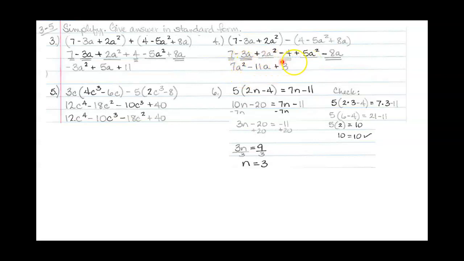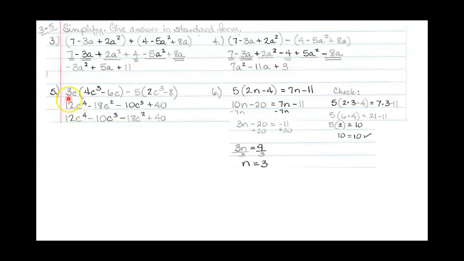And then negative 3a and negative 8a, negative 3 and negative 8 is negative 11. Keep the variable and the exponent a the same. And then 7 minus 4 would give us 3. All right, for number 5, we're going to do some distributing and some subtracting.